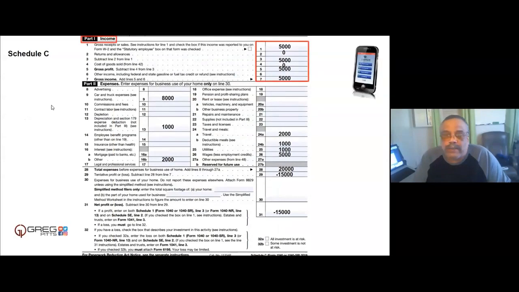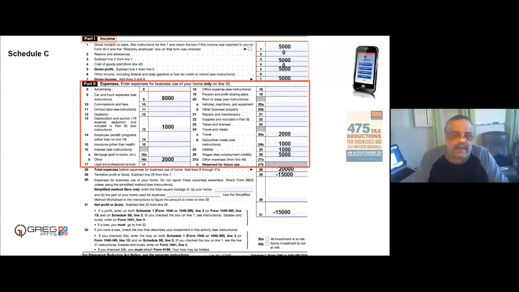Okay, Part 1 is your income. You've made $5,000 in your business. You just follow the lines, bring down your gross income of $5,000 on line 7, because you're not going to take anything out. We don't have any cost of goods sold, so you don't worry about that. Okay, your expenses. This is how we show that $20,000 worth of expenses.